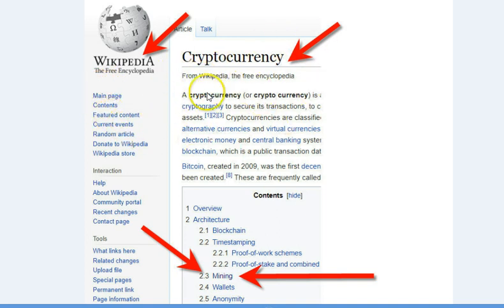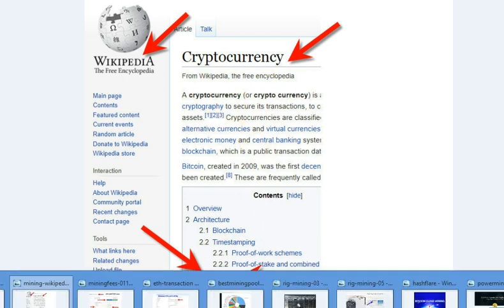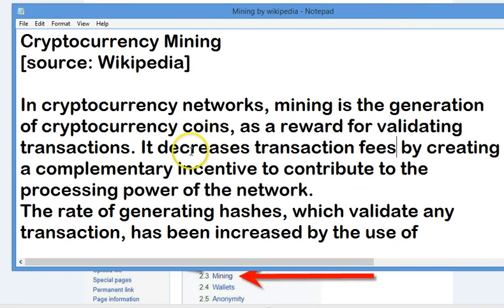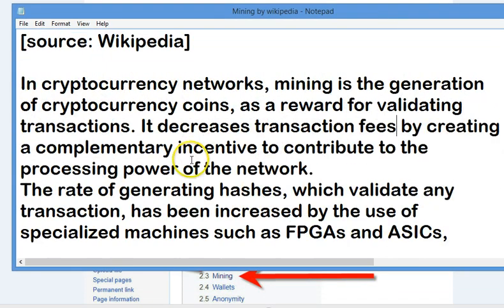I'm not gonna go through and read that one, but let's go ahead and click mining, and I'll extract the information from Wikipedia, and let's see. This is what we have from Wikipedia regarding cryptocurrency mining. Okay, I'm just gonna read through this. It's a pretty short read.